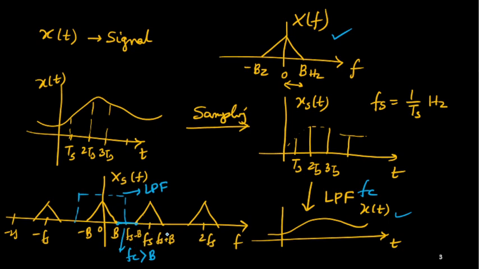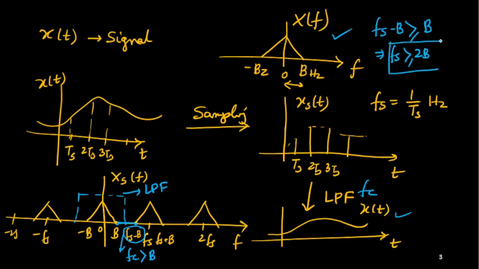Now, when will these two points not coincide or overlap? If this part Fs minus B is more than B, then it is sufficient. So what is the condition? That there is no aliasing, no overlapping. So this Fs minus B point should be on the right side of this point. This point is B. So what is the meaning? Fs should be more than 2B. So I can put an equal sign. So this is your sampling theorem.